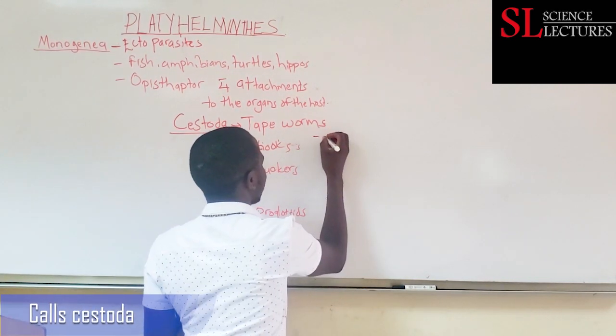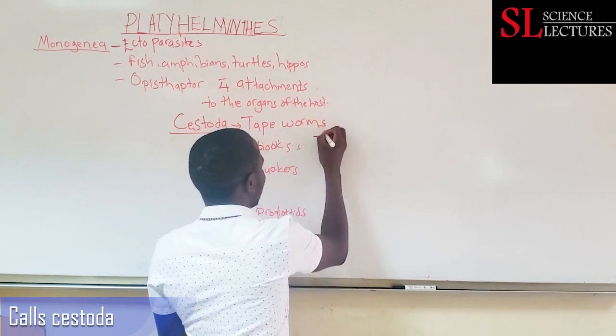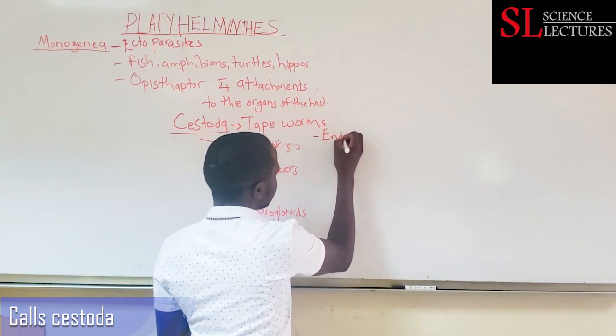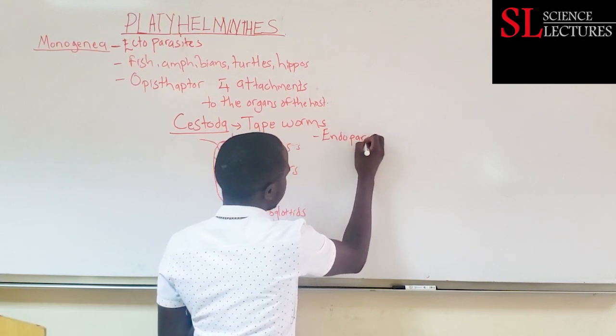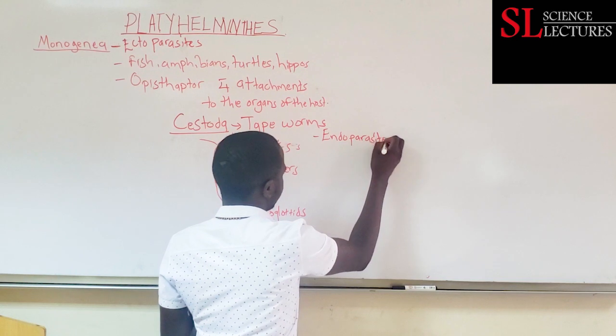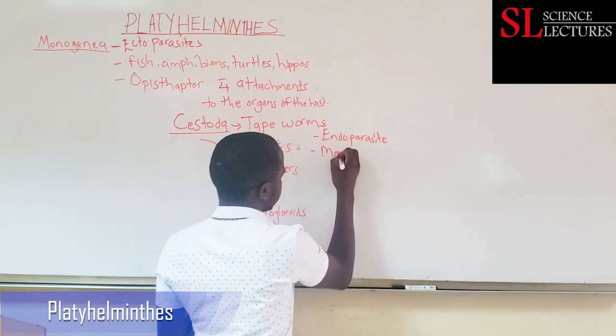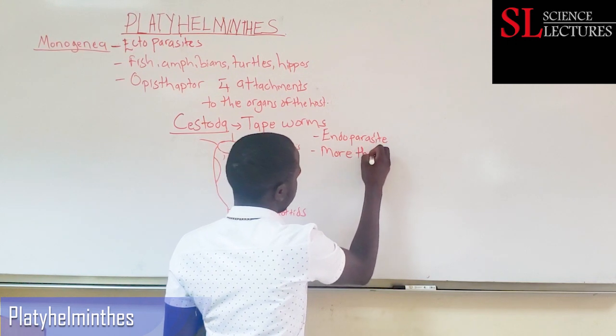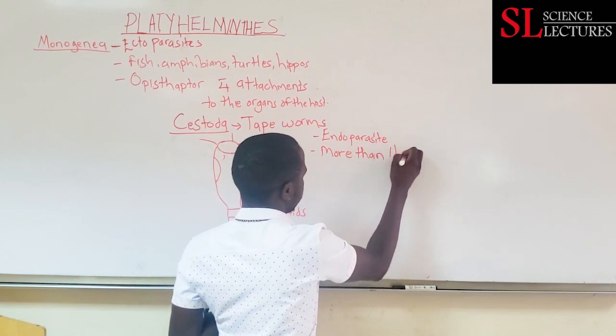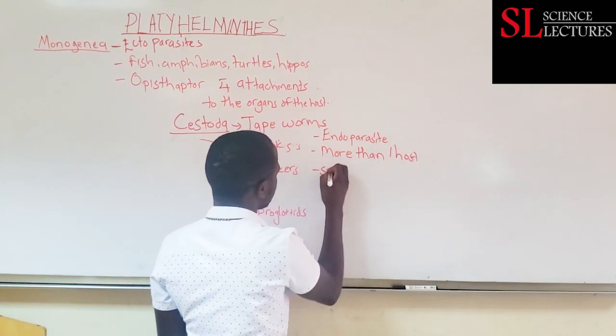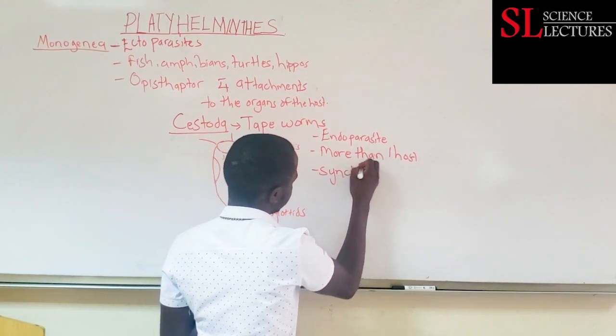When you look at the characteristics of a tapeworm, it is an endoparasite. That means it is found within the body of the host. Number two, it has more than one host. Then it has a syncytial tegument.